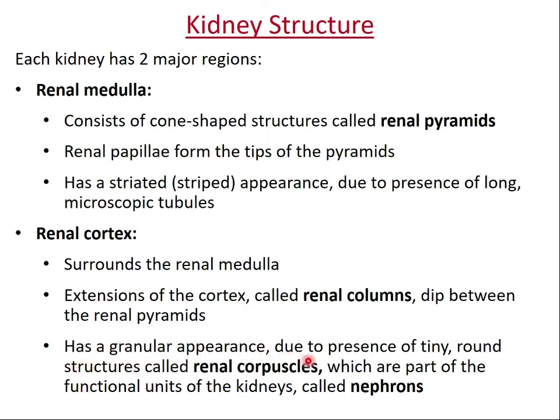It has a granular appearance due to the presence of tiny round structures called renal capsules. So renal capsules are going to be part of the functional units of the kidney, which are the nephrons. So most of the nephrons are located within the renal medulla. The renal cortex contains the renal capsule, almost the starting point of the nephron.